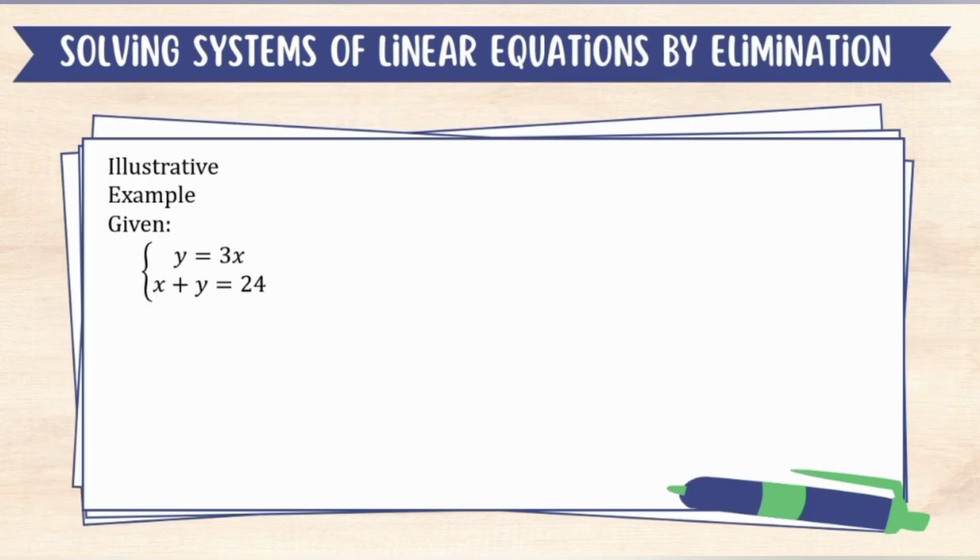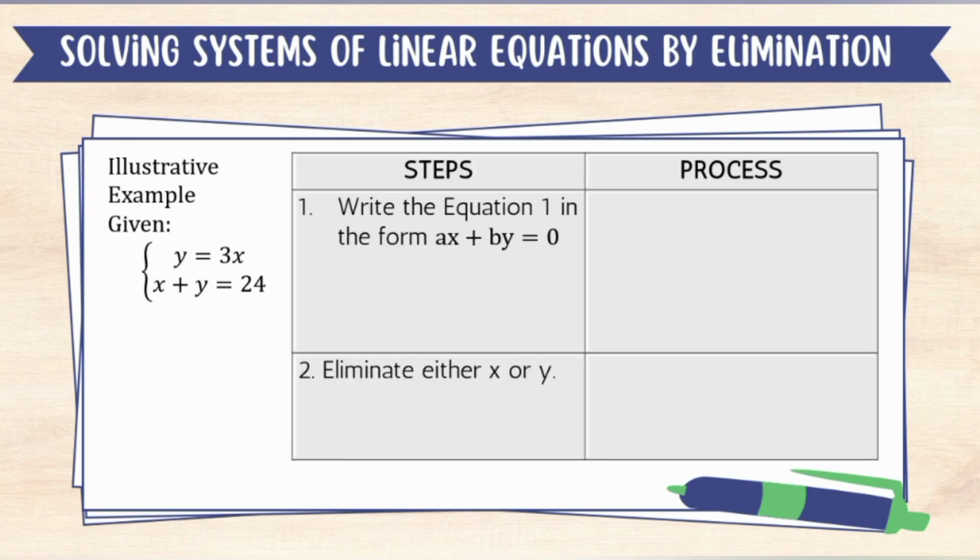So we have here an illustrative example. We will still use the given that we have in substitution, which is y is equal to 3x and x plus y is equal to 24. So by following the steps in solving systems of linear equations by elimination, first is to write the first equation in the form ax plus by is equal to 0.